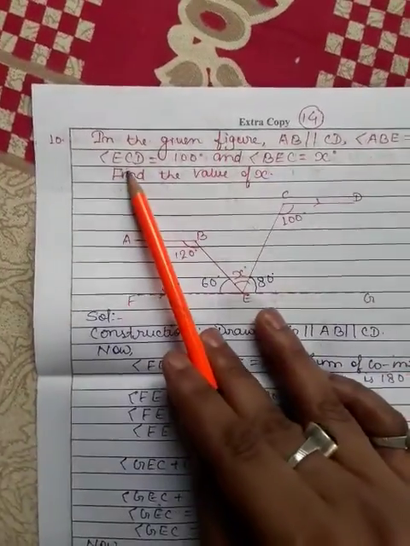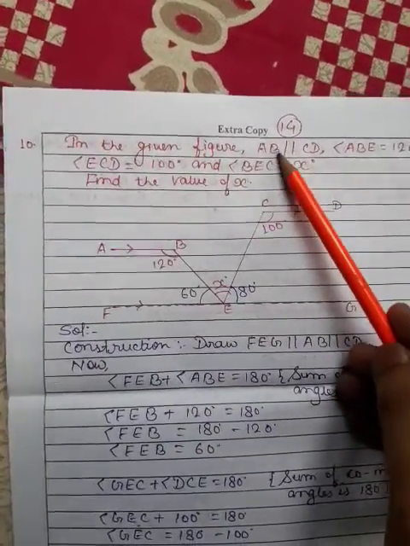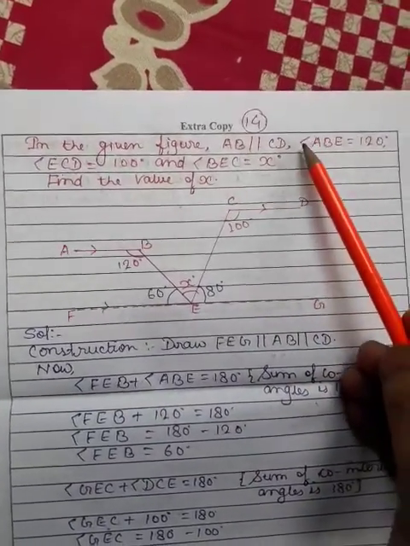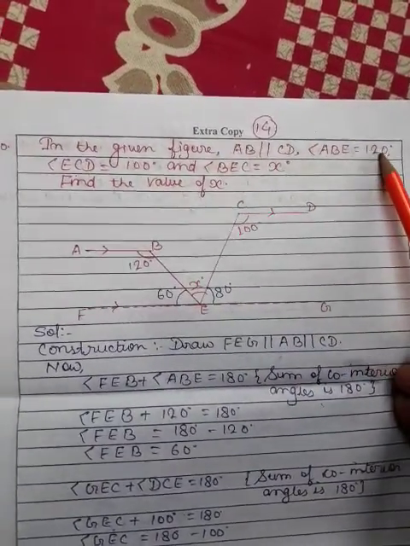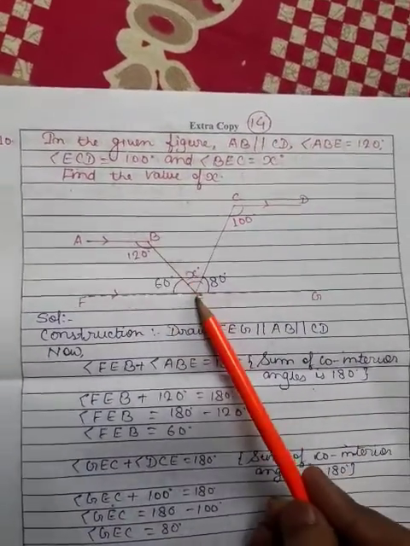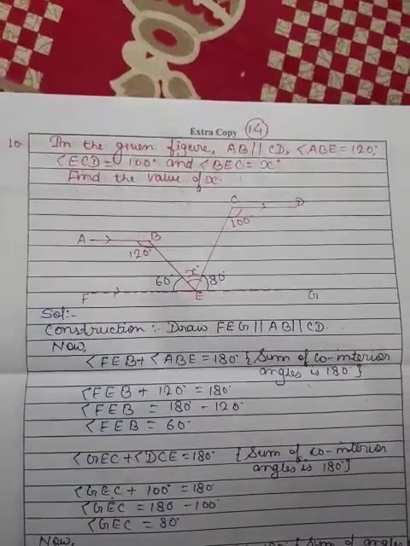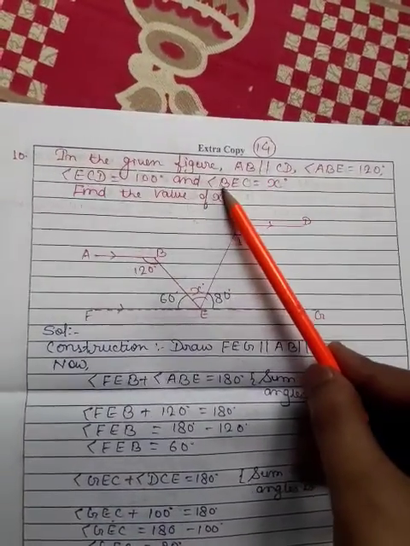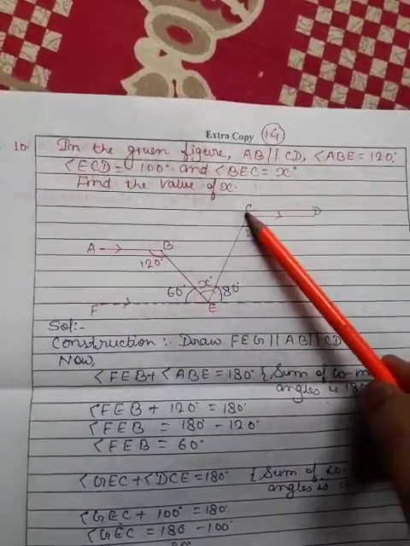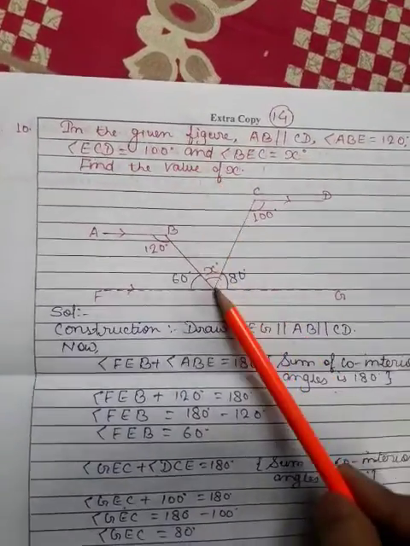Now this is question number 10. In the given figure, AB parallel CD, angle ABE equal to 120 degree. This angle ABE is given 120 degree. And angle BEC equal to X degree. BEC, that means this angle is given X degree. We have to find the value of X.